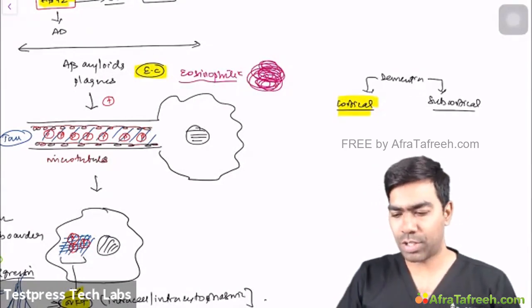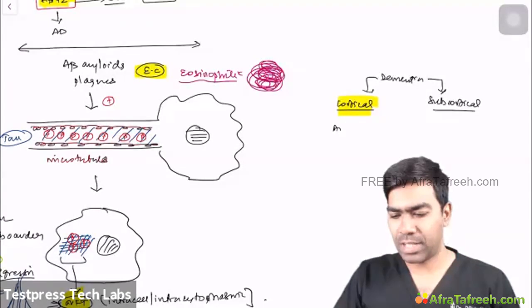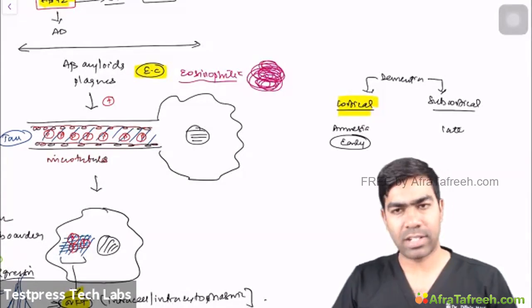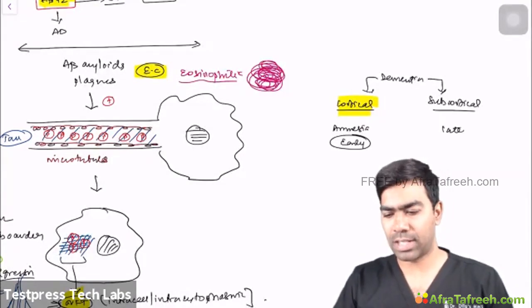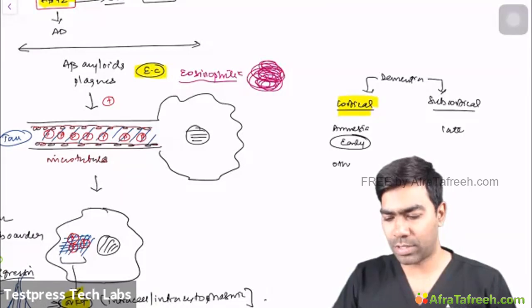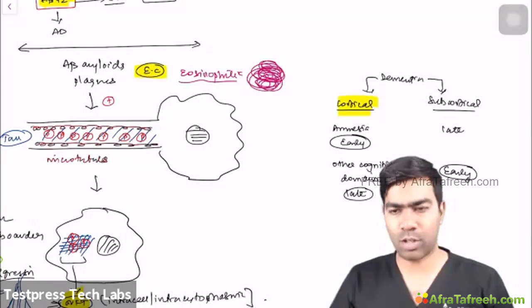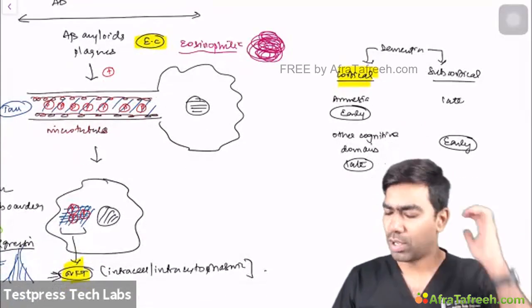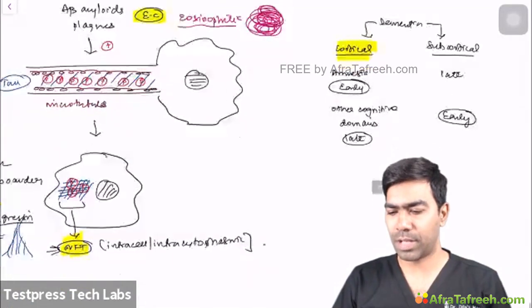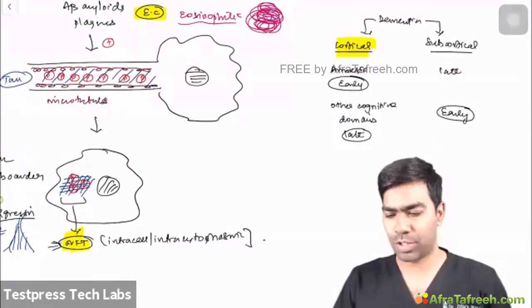In cortical dementia, amnesia will be a very early finding, and it will be a little late finding in subcortical dementia. And in the sense that other cognitive domains will be affected late in cortical dementia, but in subcortical dementia, it will be a little early. Other cognitive domains, like visual or whatever it is, will be early in the setting of a subcortical dementia.